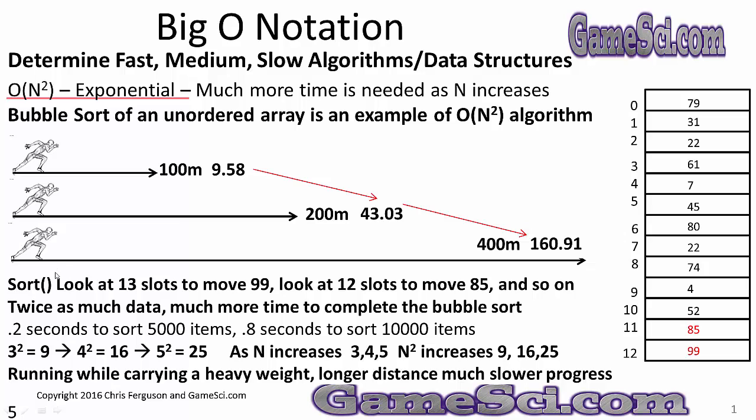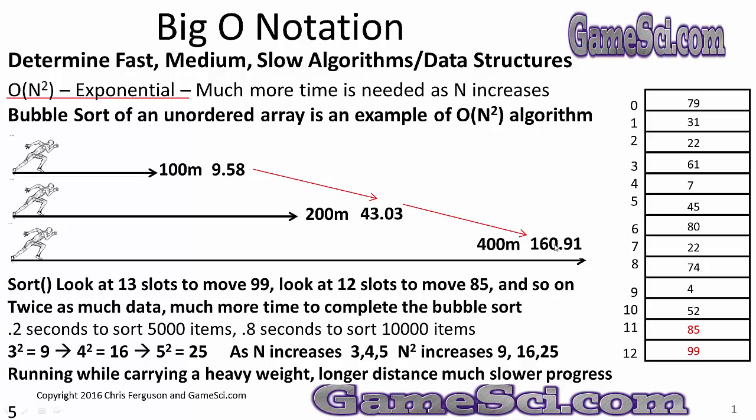If you were to sort this data, you'd have to look at 13 slots to move 99 to the largest position. The way bubble sort works is it scans the entire data set, every piece of data, to move 99 to the end of the data. So it had to look at 13 items to move 99. Then it goes right back through the same data and looks at 12 of the slots to move 85 to that position. And so on. If I were to move the third largest number, I'd have to look at 11 slots to move the third largest number to here. You're constantly going through the same data over and over again to sort it.